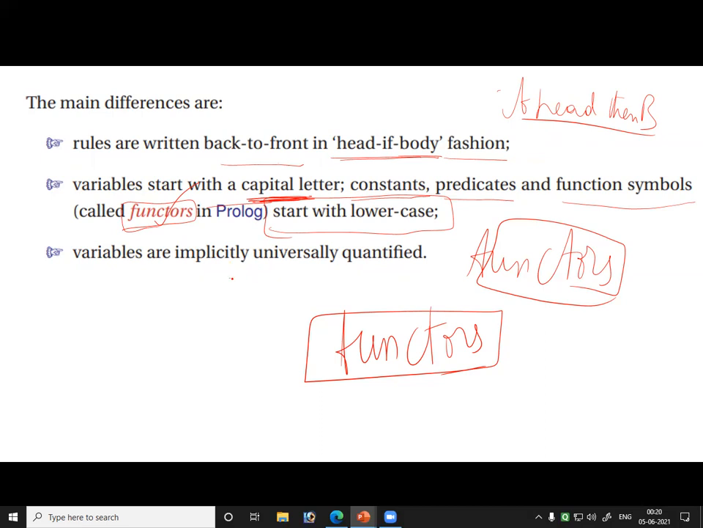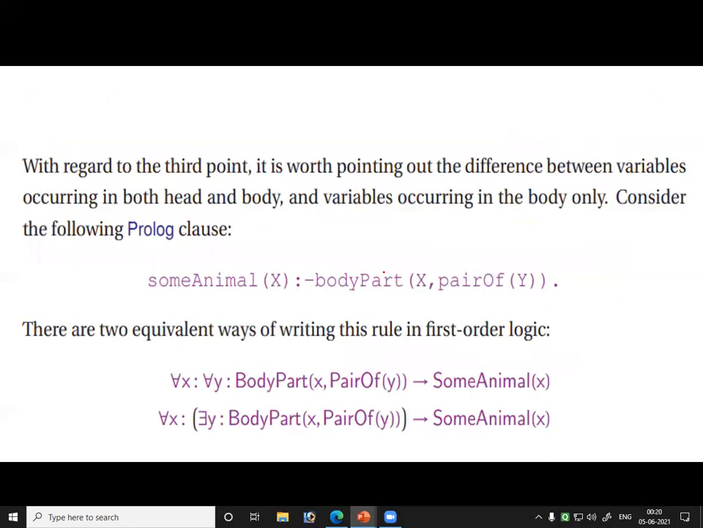Variables are implicitly universally quantified. Let us see what is the meaning. With regard to the third point, it is worth pointing out the difference between variables occurring in both head and body and variables occurring in the body only.